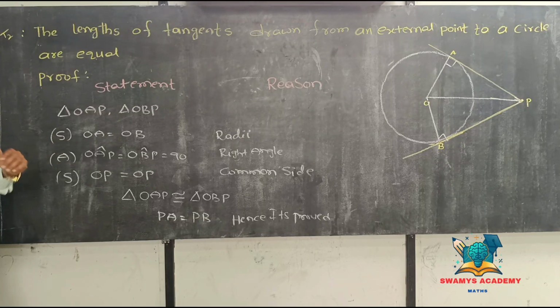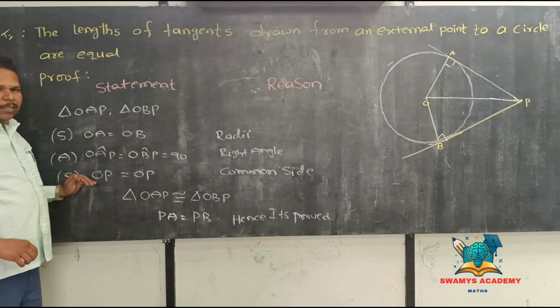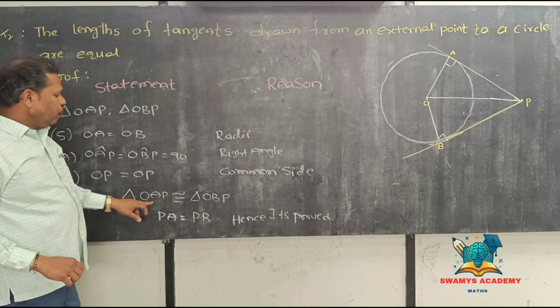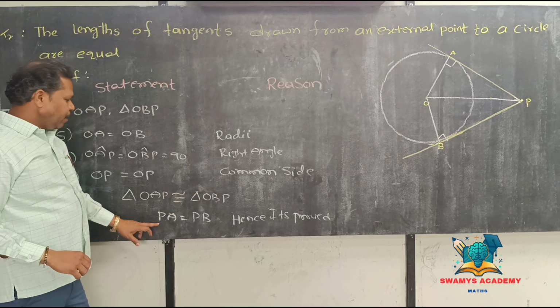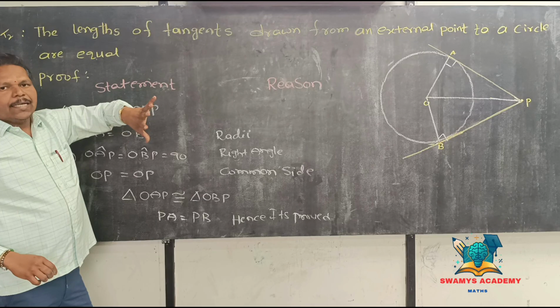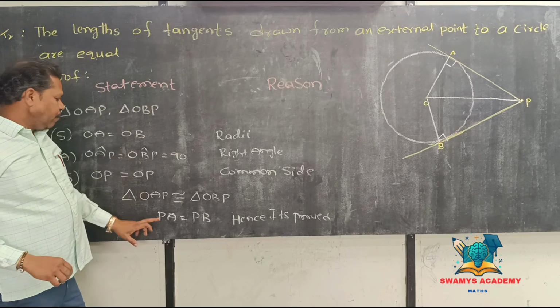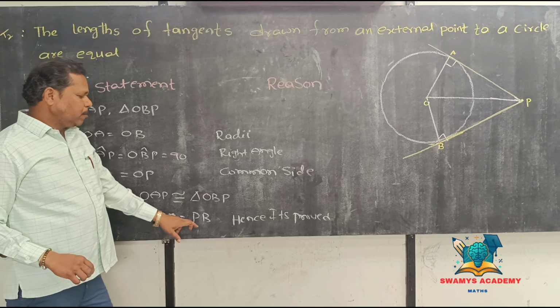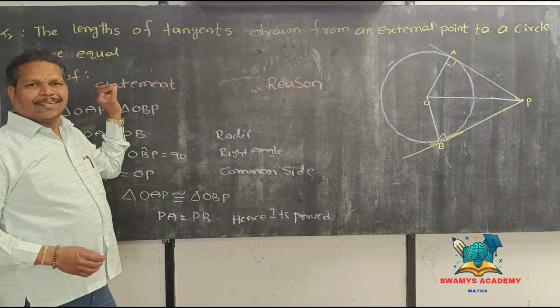Which criterion is satisfied here? SAS, and it will satisfy RHS also. R means right angle, H means hypotenuse, and S means side. Therefore, triangle OAP is congruent to triangle OBP. So it is proved that they are congruent. What does congruent mean? Angles as well as sides are equal. Therefore, we can take PA equals PB. Hence, it is true. Thank you.